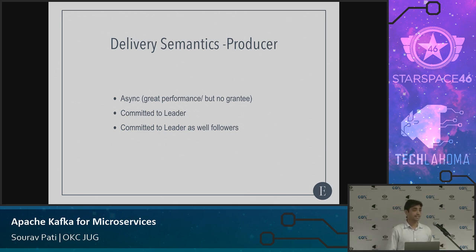Now, if you have financial data, where you want to make sure that every record is received and doesn't get missed, then you probably want to go for committed to leader as well as followers. And like I said, the last option might be a bit slower compared to the first option, because then the Kafka cluster needs to make sure that all the replicas receive the data. So there is a trade-off there.